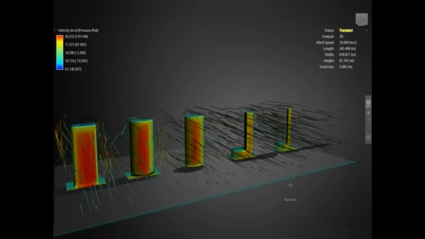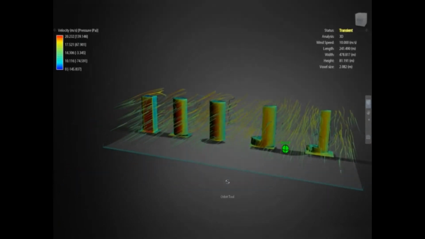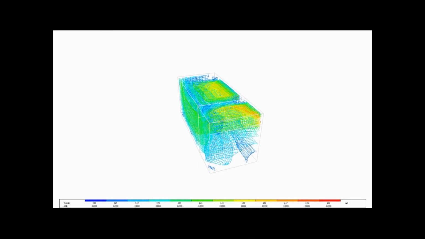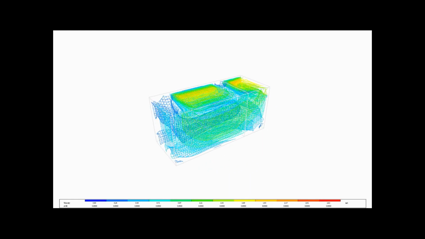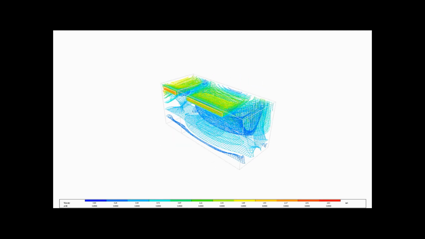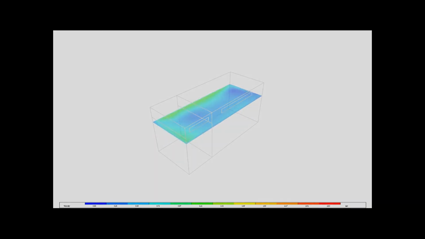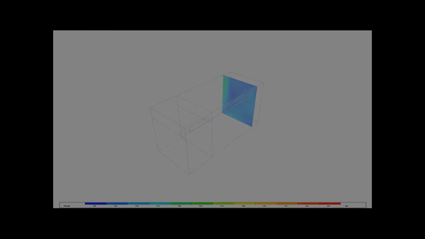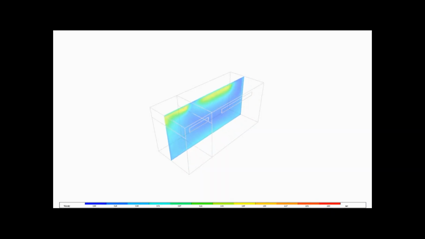As you can see, the optimized case has lower wind pressure than the base case. The following shows a CFD analysis of the patient room, that is the care suite. A few renders of the project.